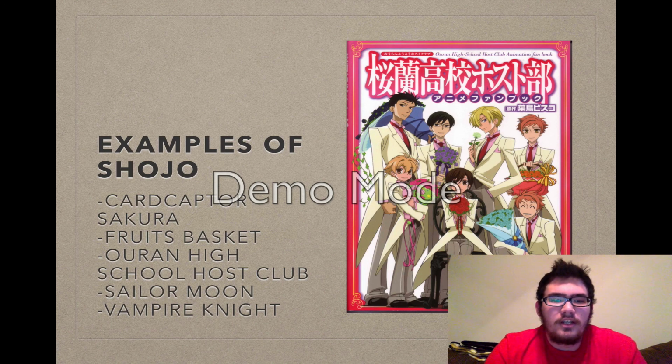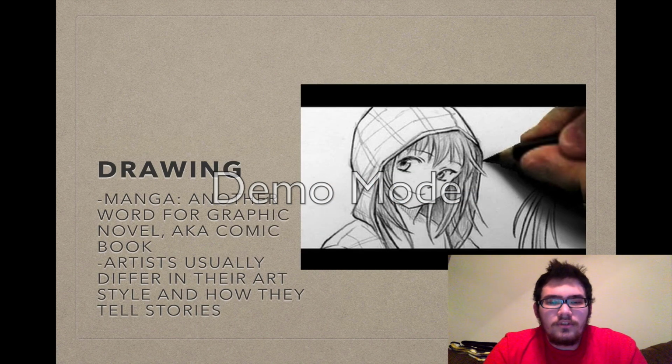Examples of this would be Cardcaptor Sakura, Fruits Basket, Ouran High School Host Club, Sailor Moon, and Vampire Knight. Off to the side here, the image of Ouran High School, a lot of young boys, obviously appeals to the female audience. So, the first thing that they do is they draw, obviously.